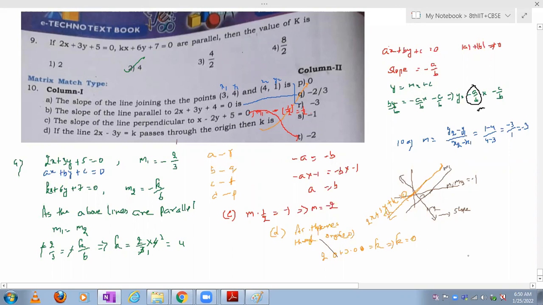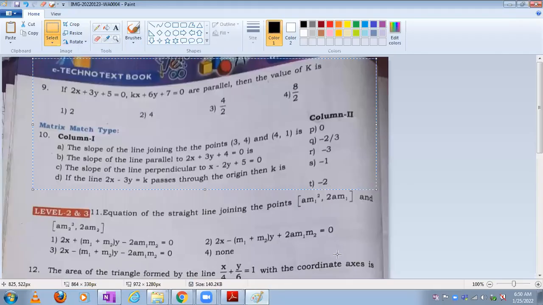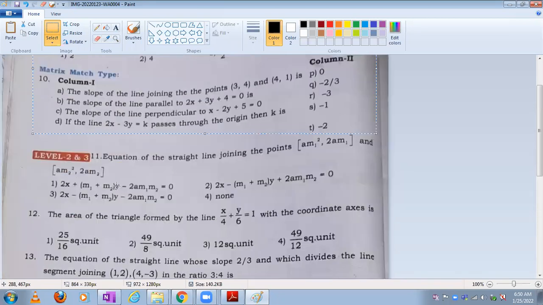Sir, there is an extra option S that is not matching to anything. Sometimes he will give extra options also. So got this now? Okay, yes, sir. Let me take here.